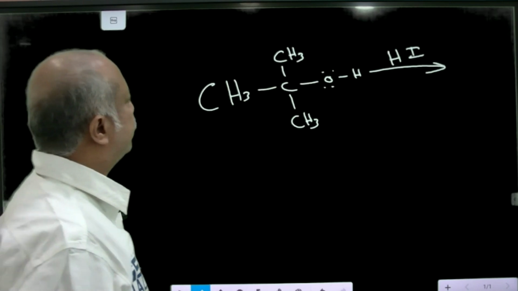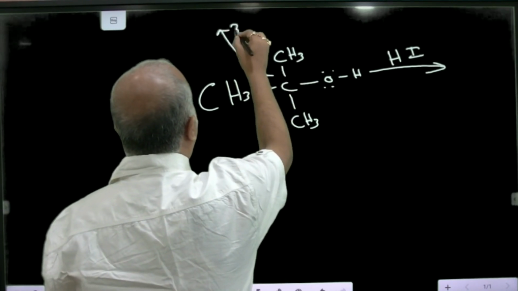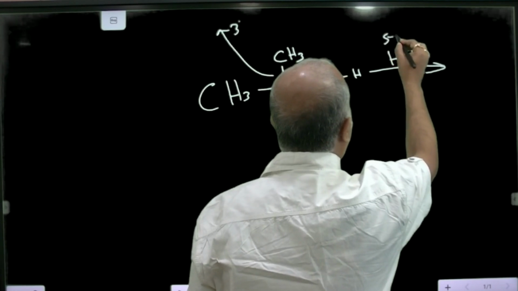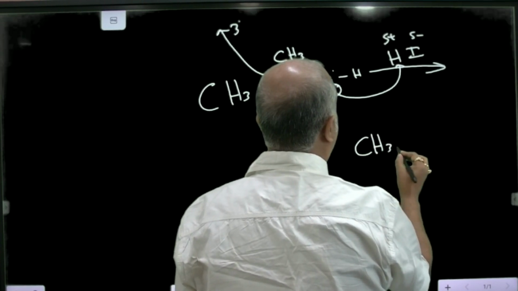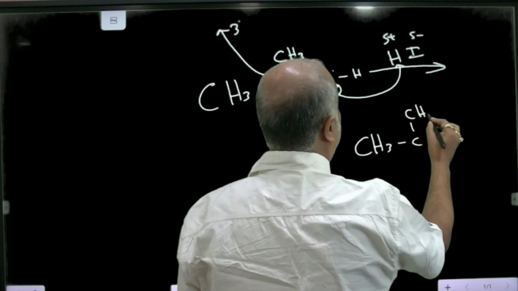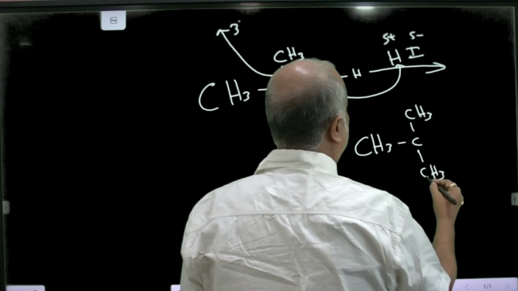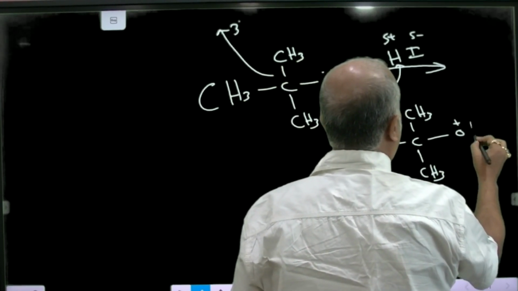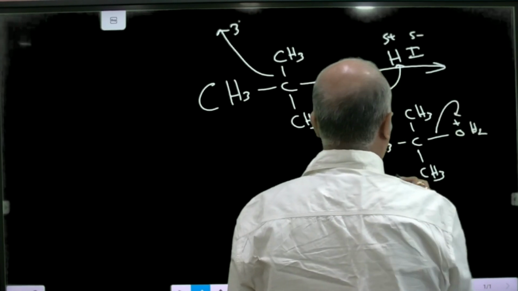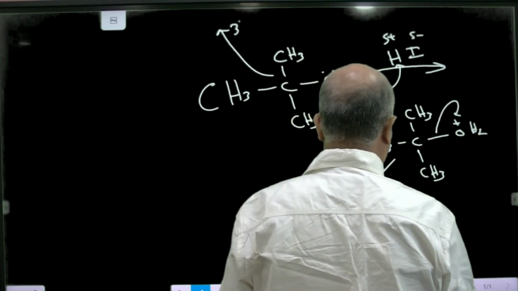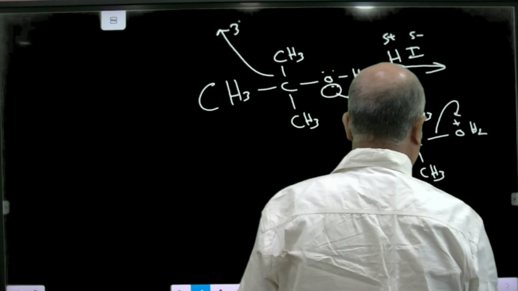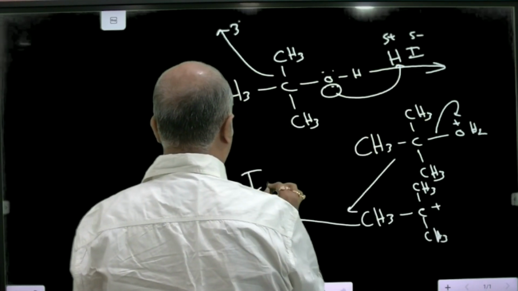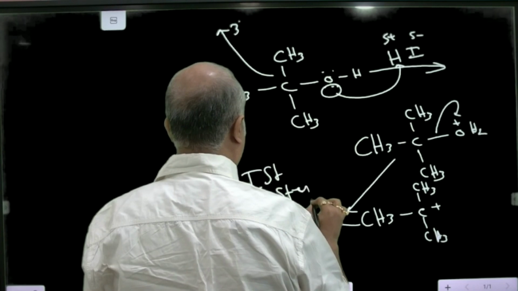Okay, there is a 3 degree alcohol. L plus, L minus, and that is the 3 degree carbon. That is the first step.